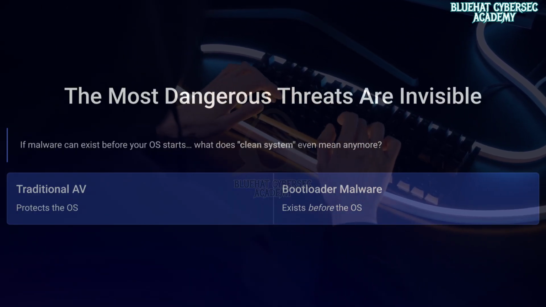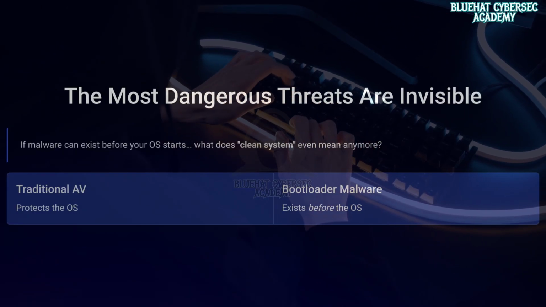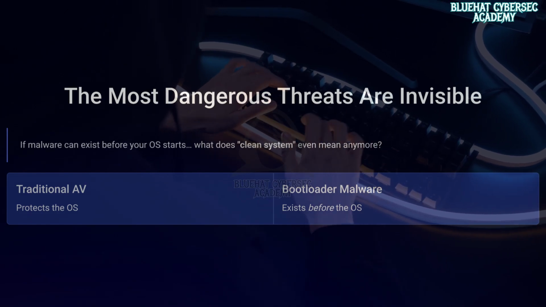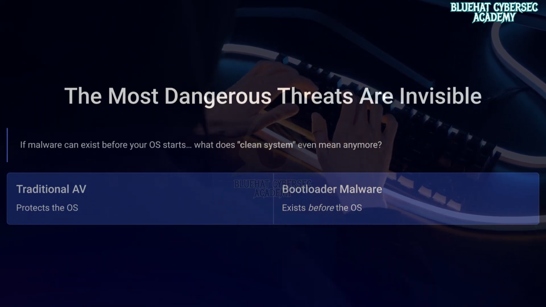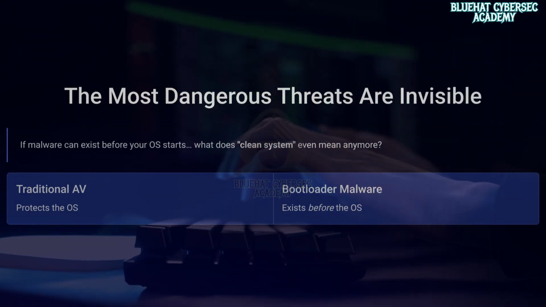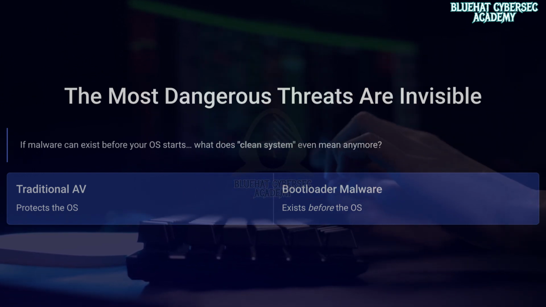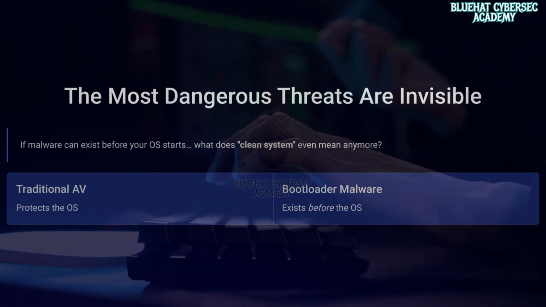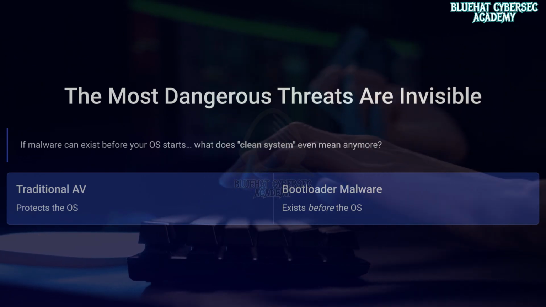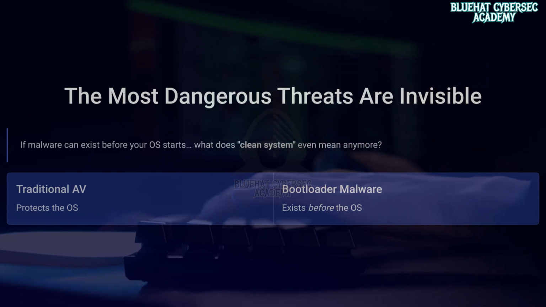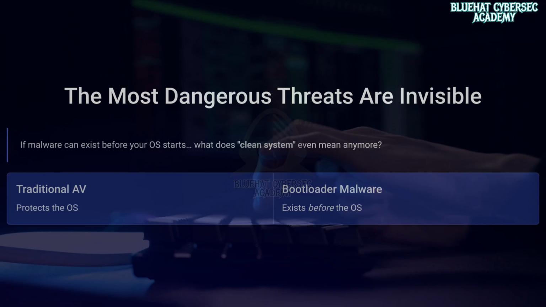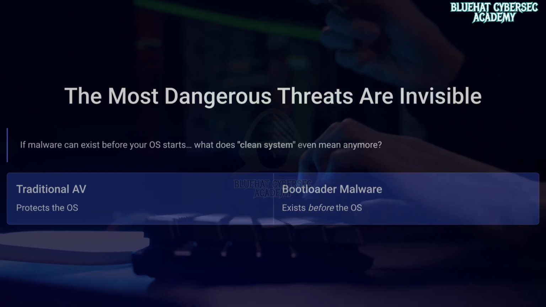Bootloader malware challenges one of the most fundamental assumptions in computing, that your system is safe once the operating system loads. But as we've seen, threats don't always wait for that moment. Some begin earlier, much earlier. So here's a question to think about. If malware can exist before your operating system starts, what does clean system even mean anymore?